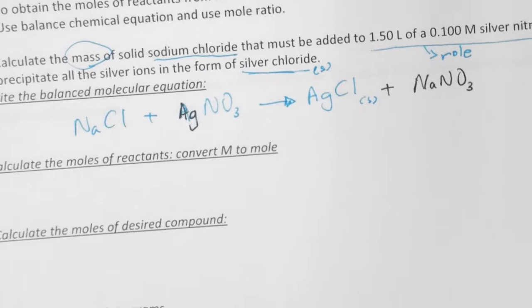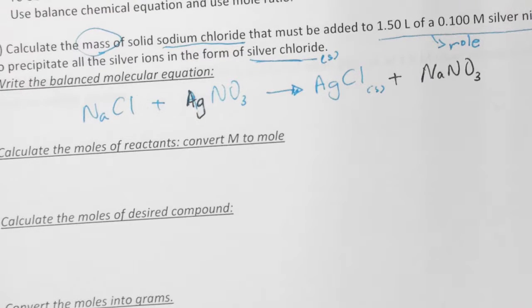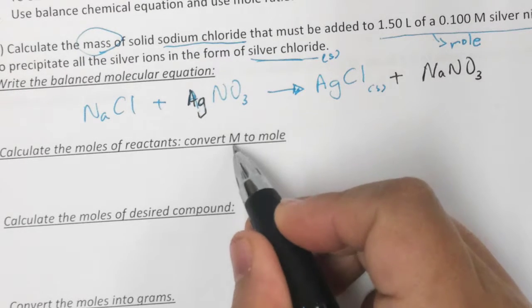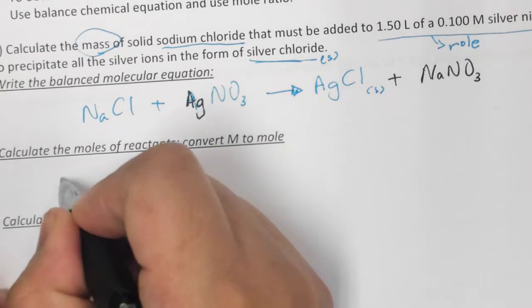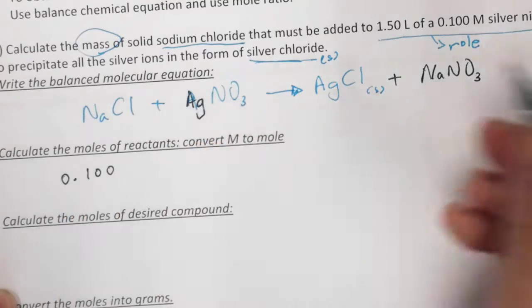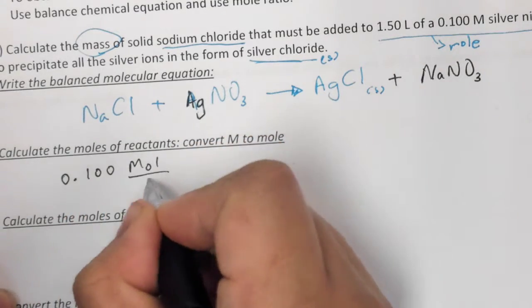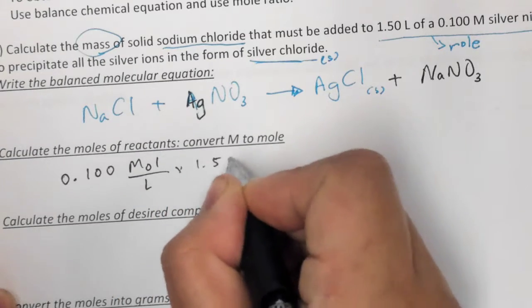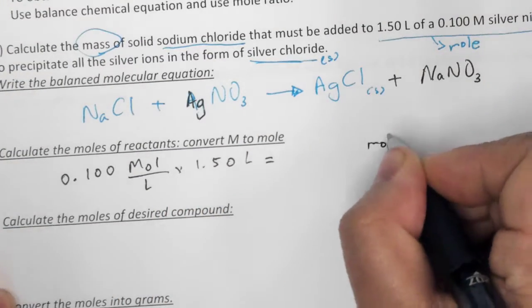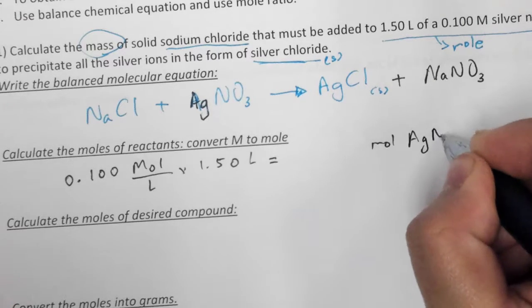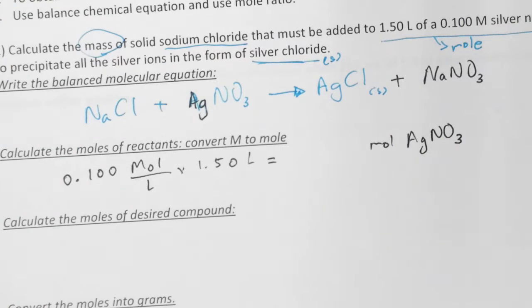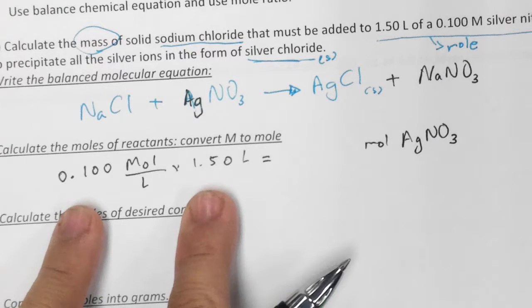Okay, cool. Calculate the mole of the reactant, right? They said convert molarity to mole, which is what I was telling you up there. So let's do that. So we're gonna say 0.100. Molarity just means mole over liter, times 1.50 liter. That will give us mole. And also I want you to keep writing what chemicals you're dealing with so that you can keep track of it. This is silver nitrate, AgNO3. Question about this?